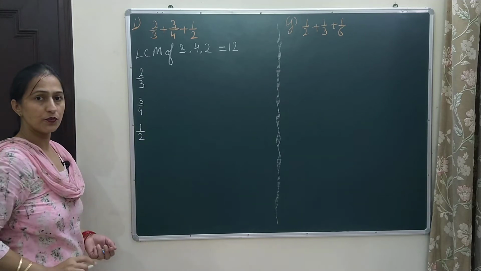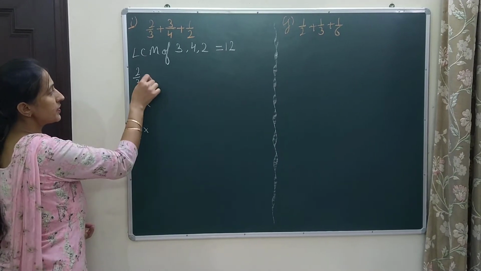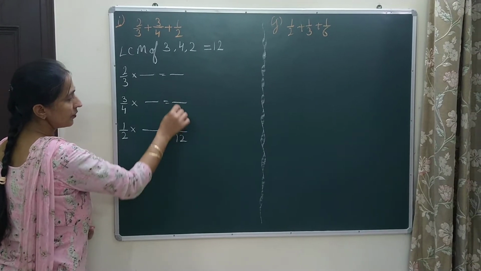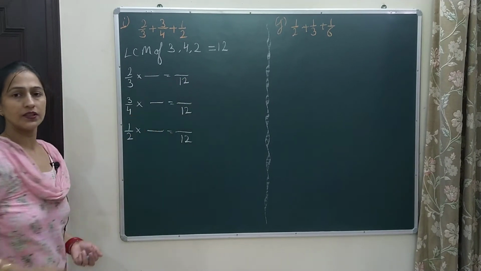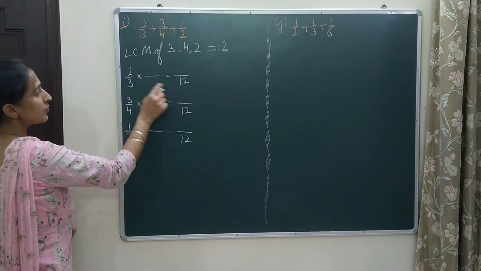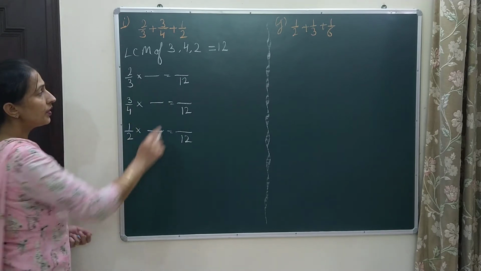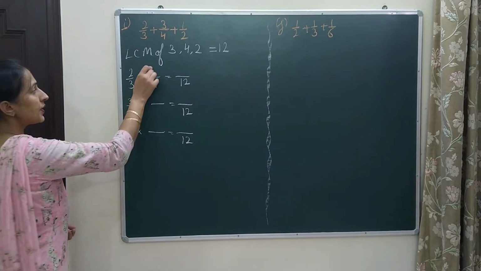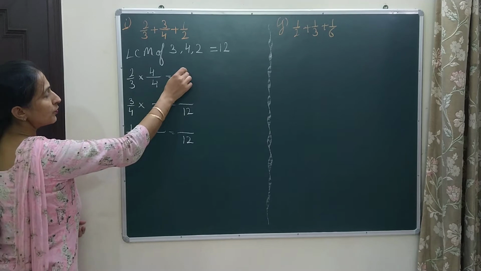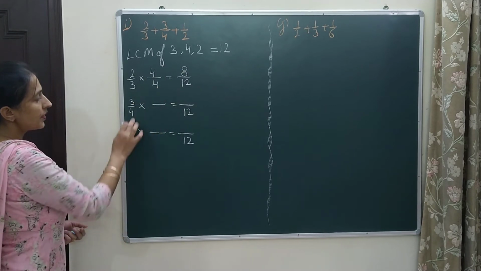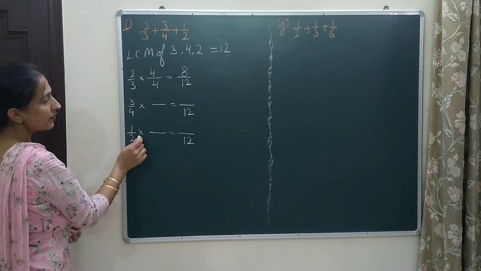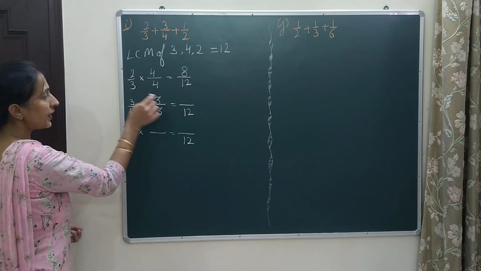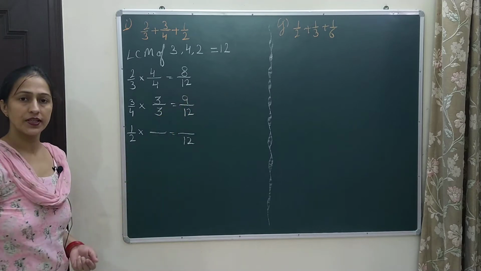Now we will find the equivalent fractions for 2 by 3, for 3 by 4 and for 1 by 2, and those equivalent fractions must have their denominators 12. So we will write 12 in the denominator. Now which number should I fill here so that the denominator turns to be 12, and that number is 4. Same number I will write here, and now the new numerator is 8. Here which number should I fill so that the denominator becomes 12, and that number is 3. And the same number I will write here. Now the new numerator is 9.